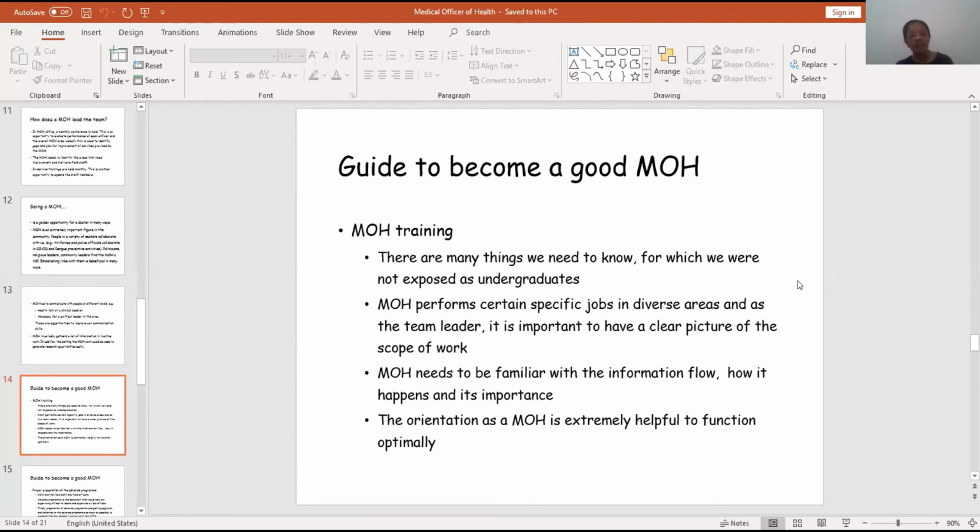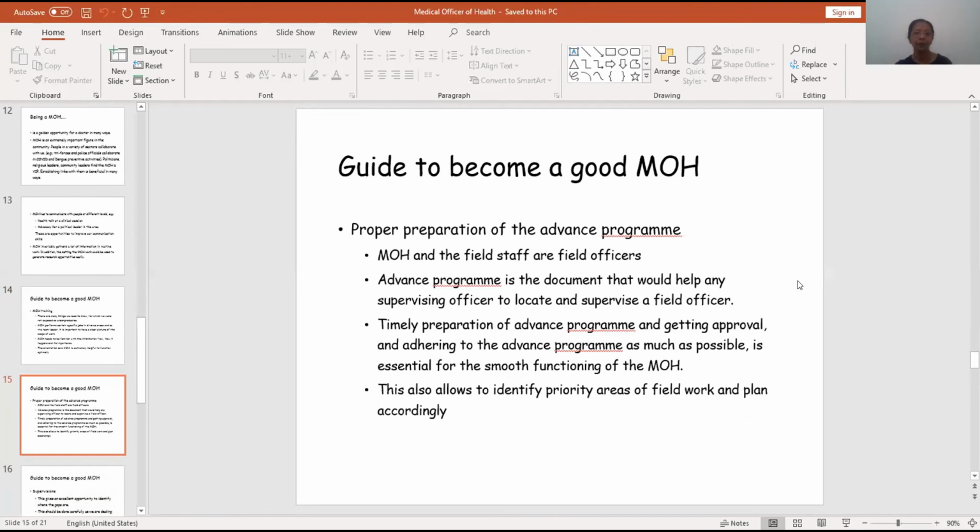The orientation as a MOH is extremely helpful to function optimally. So MOH training is very important. Please go for the MOH training when you are asked to go. Then the advanced program. We all are field workers, so we have to prepare an advanced program.